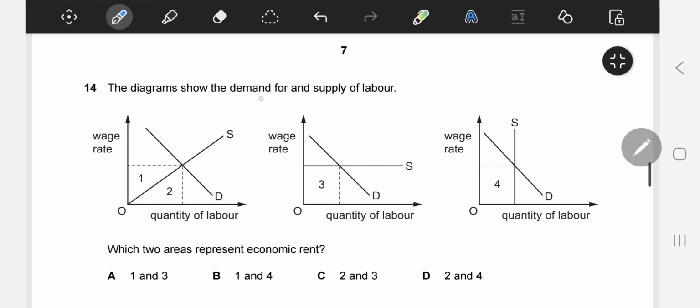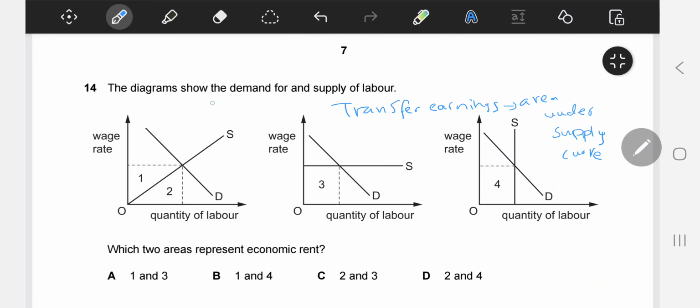The diagram shows the demand for and supply of labor. Which two areas represent economic rent? For this question, you have to remember what transfer earnings are. Transfer earnings would be the area under the supply curve.